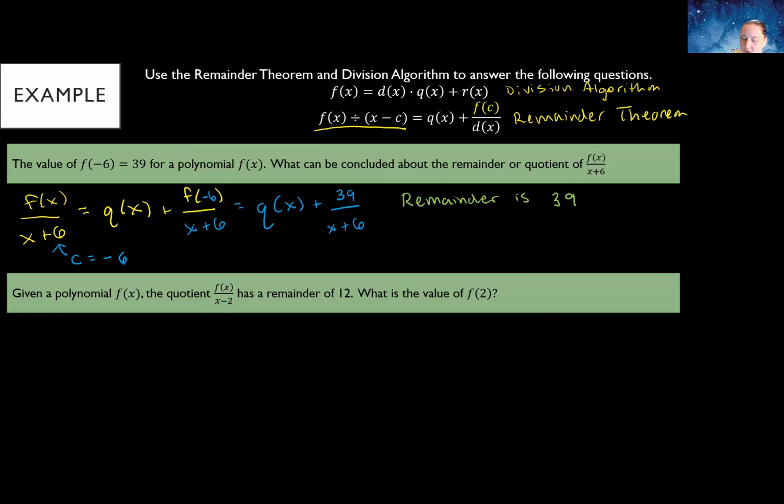And then it says, what do you know about the quotient? Well, we don't know much about the quotient because we have two unknowns. We don't know f of x, and we don't know q of x. So we don't really know anything about the quotient, other than that it doesn't divide evenly because there's a remainder. We can't conclude anything about the quotient, only the remainder. So that's all we can do: the remainder is 39.